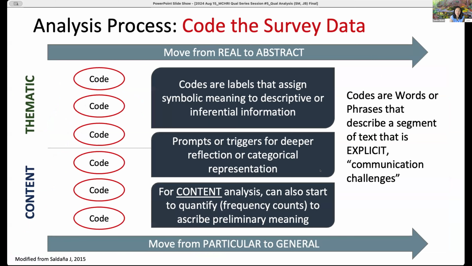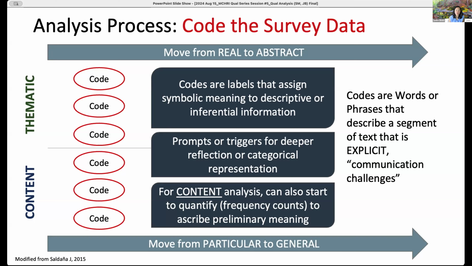You need to get the data coded, and what that means is you're going to start to see the data differently, from these very narrative transcripts, and you're going to start to lump data into codes, and those codes are labels that you're going to assign. You're going to think about what that chunk of data means, what symbolic or descriptive meaning that data holds. The codes may also prompt or trigger deeper reflection as you start to really organize and understand the data you see. And for content analysis, it can be a way to start to see some of these repeating ideas, where you may eventually want to do frequency counts and that quasi-quantification.